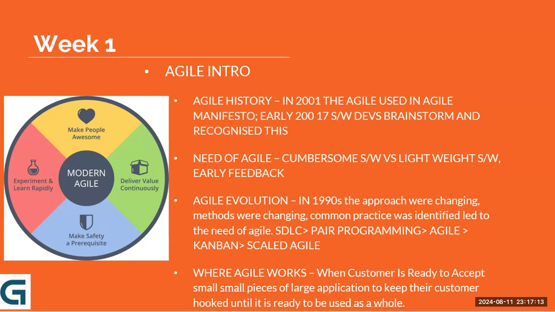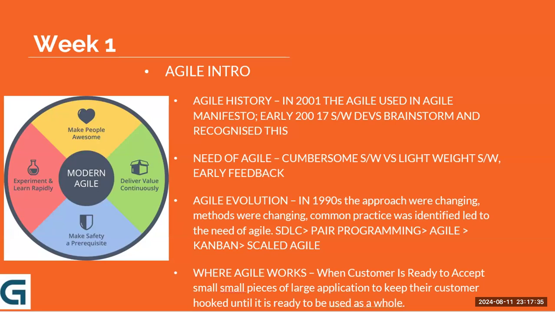Makes sense, guys? Easy to understand? Yes. Now let us just focus on the 4 key points mentioned about Agile in the circle. I would request 4 different people to read out the 4 keywords mentioned in different colors for modern Agile. Make people awesome.